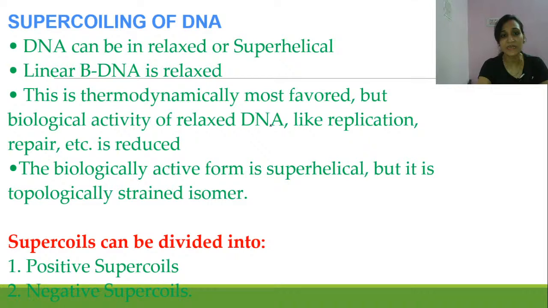Why? Because it needs to perform replication, repair, various other things. Now, the supercoiling. The supercoils can be positive supercoil or negative supercoil. What does this supercoil actually do? Again, it is a form of packaging of DNA into compact structures so that it does not get tangled with each other, and it does not get distorted. That's why it needs to be properly packed. So supercoil performs the function of proper folding of genetic material.